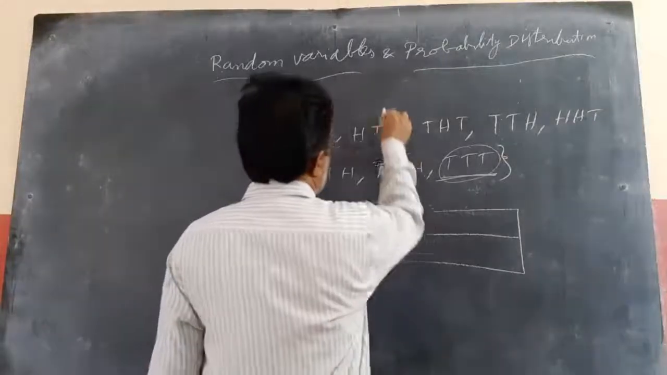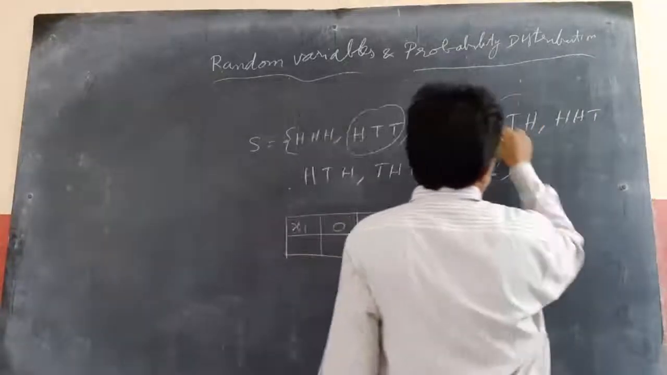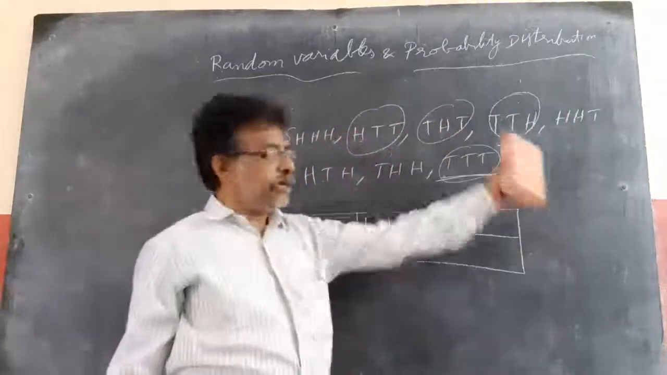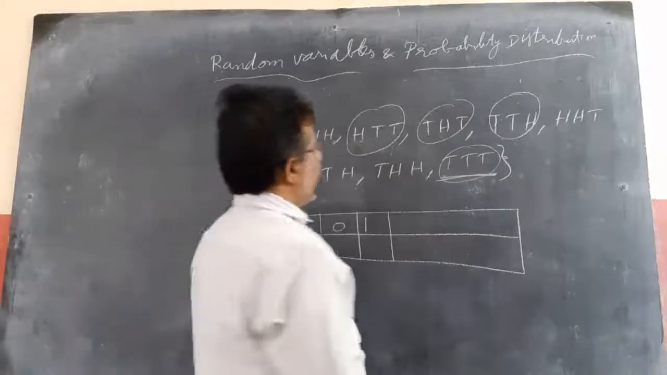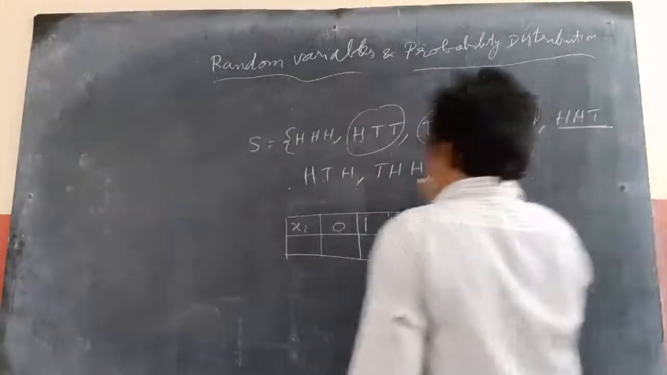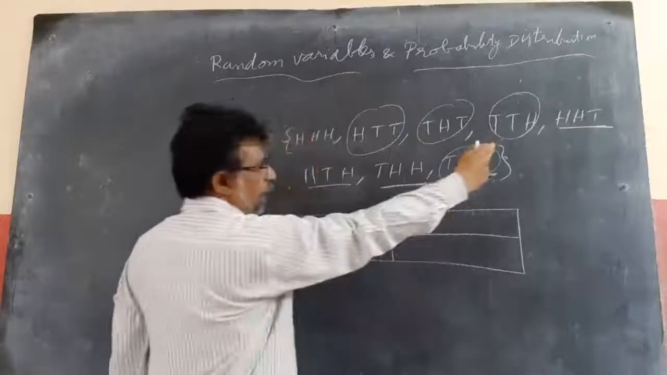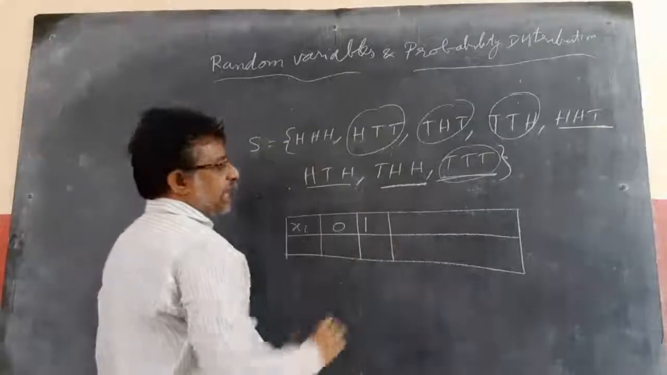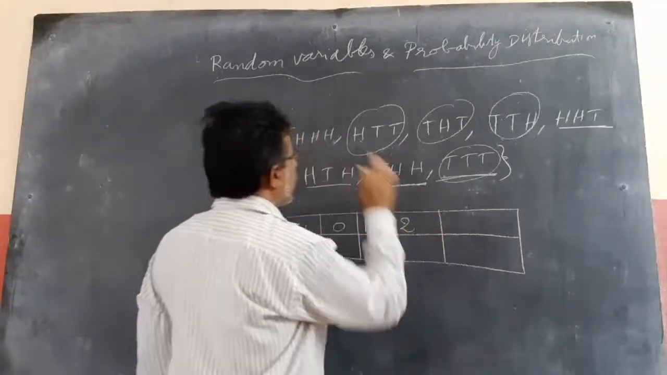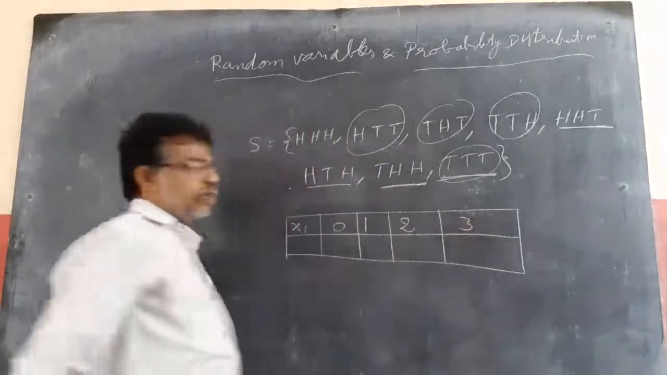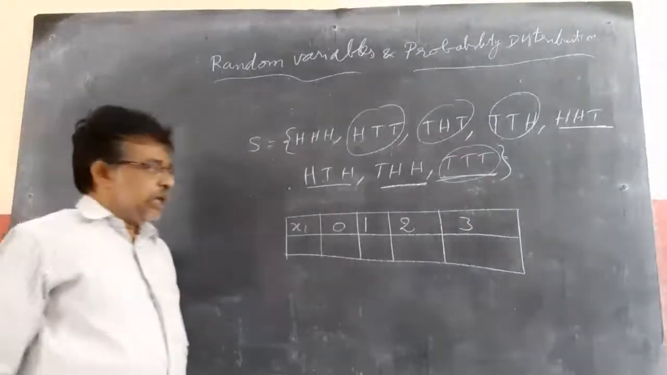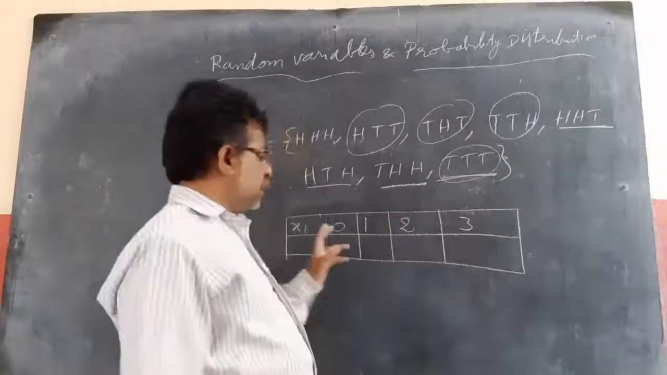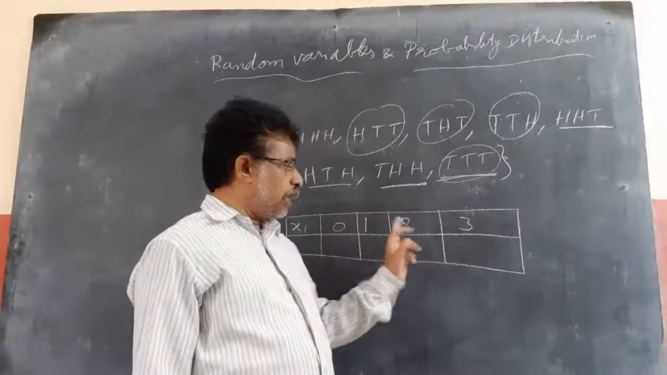Now in all these three, there is 1 head. And in these three, I have 2 heads, and maximum 3 heads. So when a coin is tossed three times, the number of heads I am going to get is 0, 1, 2, or 3.